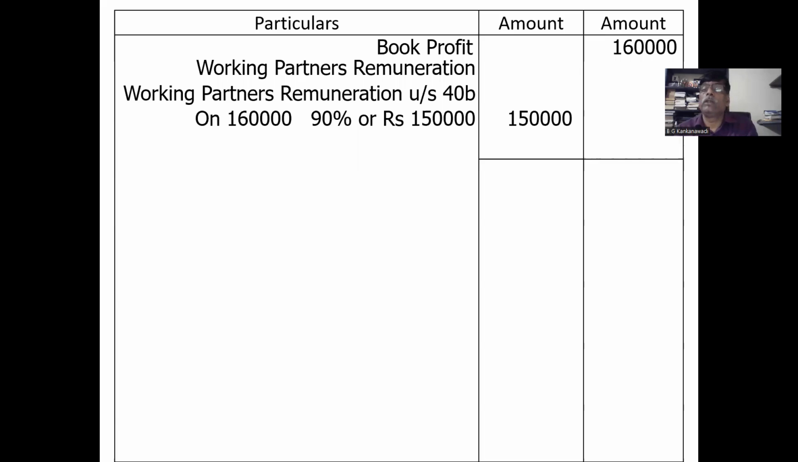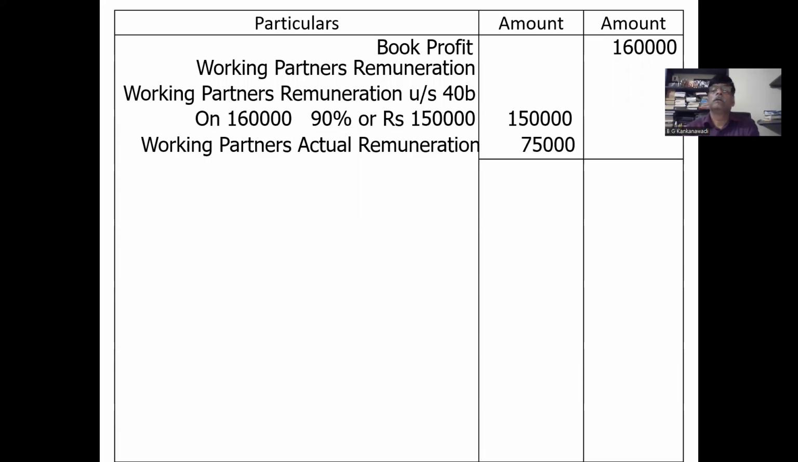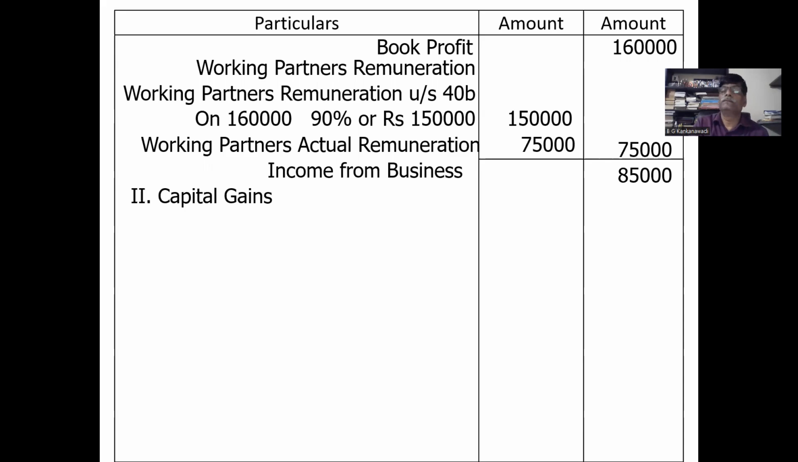Then actual remuneration paid to the working partners in this problem is 75,000 salary to the partners X and Y. Z is non-working partner. 75,000. Whichever is less is the allowable. 75,000 is allowable. You deduct 75,000. Balance is 85,000. 85,000 is called as income from business. The next head is capital gain.